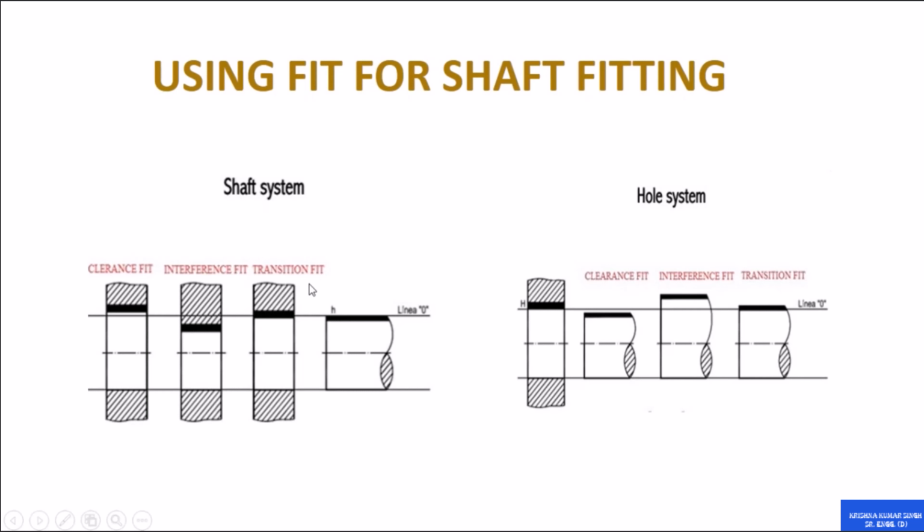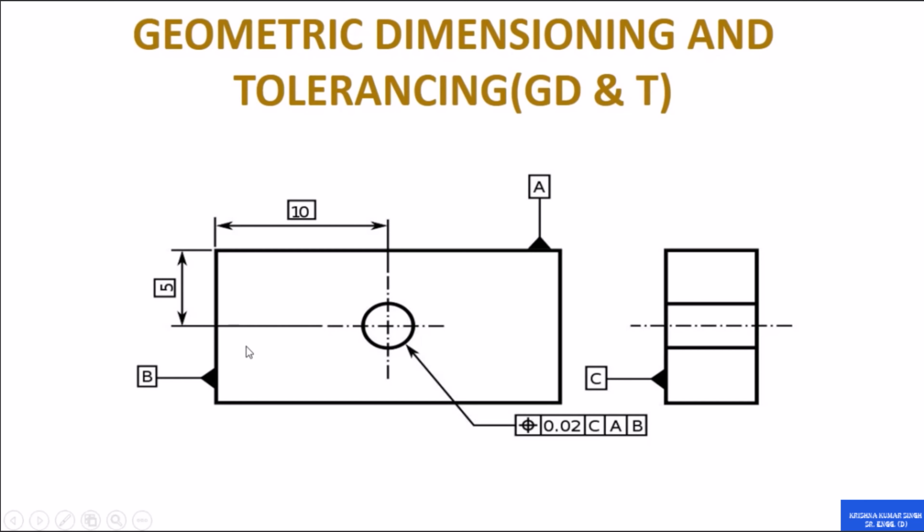This is the shaft system, how we use the clearance and interference, and the hole and shaft system. I will talk about them in a special course, but here you can see the difference between them: for the clearance fit the hole size is bigger, for the interference fit the shaft size is bigger, but for the transition fit the sizes are completely equal.